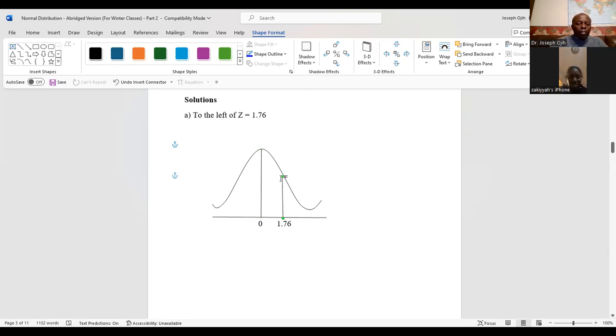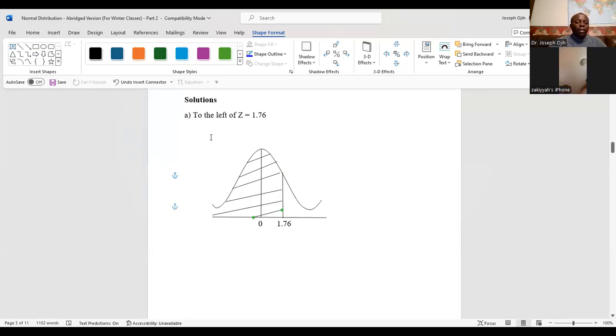Once you have that, and it says to the left of 1.76, the whole of this side is the left side of it. So now you shade the left side. The area that is shaded represents the area to the left of 1.76. All the shaded places represent that.